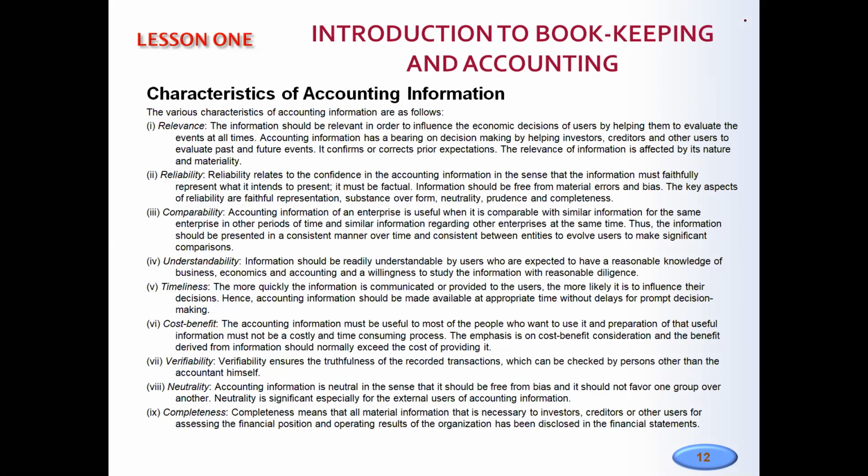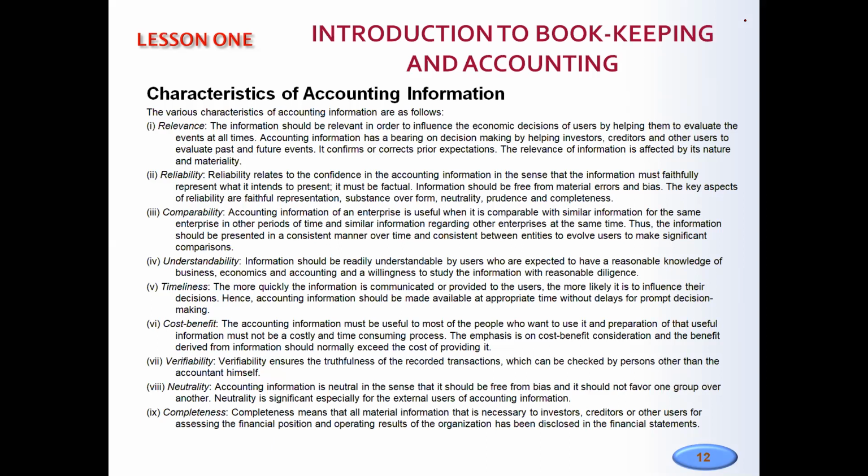Information should be readily understandable by users who are expected to have a reasonable knowledge of business, economics, and accounting, and a willingness to study the information with reasonable diligence. So when you're providing accounting information to the users, with little or no guide, they should be able to understand what you're saying. Accounting information should not be presented in a complex manner that your attention may necessarily be needed for the user to understand it. It should be presented in a simple and understandable manner.